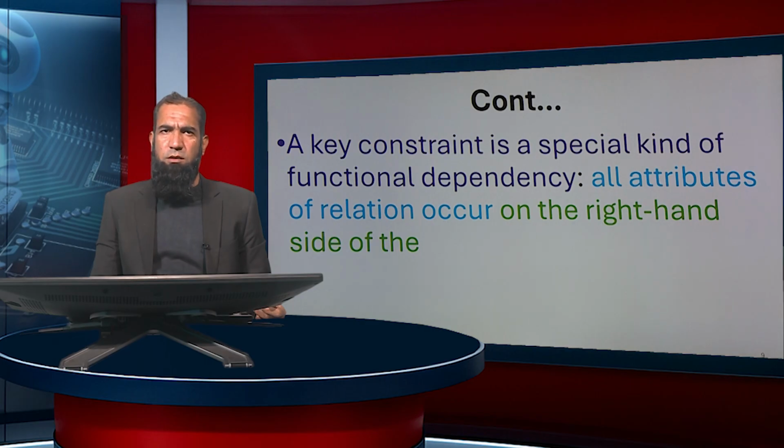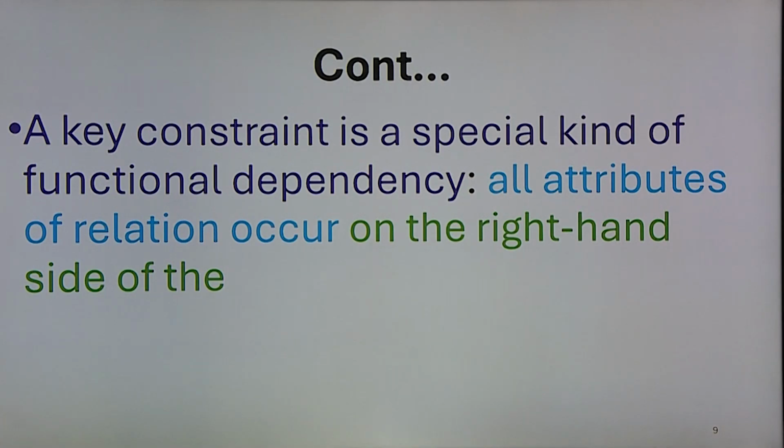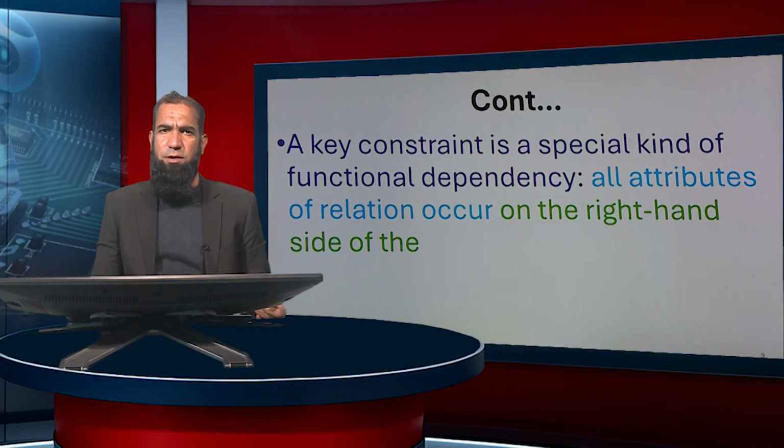Now that we understand what a functional dependency is, let's see how key constraints are actually a special case of functional dependencies. Remember, a functional dependency expresses how one set of attributes determines another set. A key constraint is a specific kind of functional dependency. In other words, when a particular set of attributes, say X, determines every other attribute in the relation, we call X a key of that relation. Formally, we can write this as X determines all attributes of R.